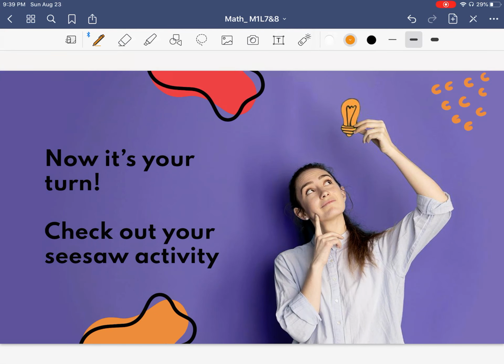Now it's your turn, 3K and 3S. I want you to go on to your Seesaw, and there will be a fun Seesaw math activity waiting for you. I want you to do those questions and make sure to add a response and submit your work once you're done.